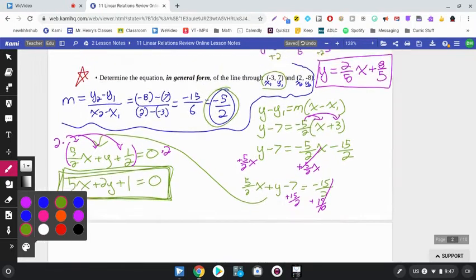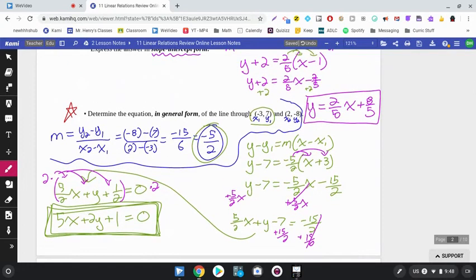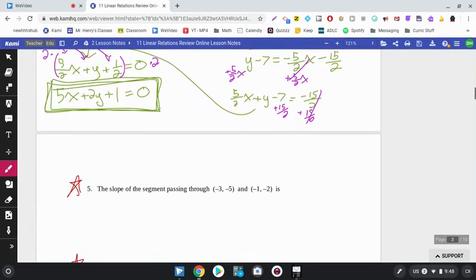Okay, so that's a doozy of a question. I needed to use the slope formula, then I needed to go to slope point form, and then I needed to do a pretty tough conversion to general form, but ultimately I'm able to do it. All right, so that would be both of those questions, determining the equation of the line, keeping in mind I need to find slope somehow, and I need to find a point, okay? And depending what I'm given, I can do it in different ways.